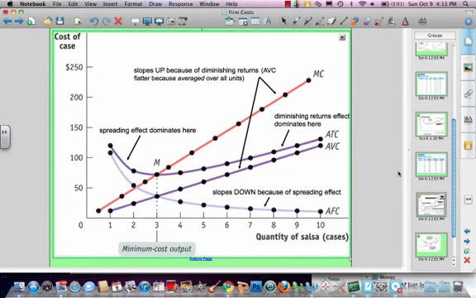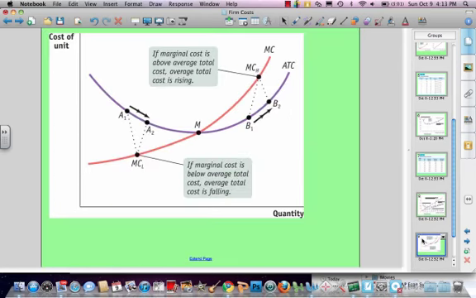Now, we'll take another step and discuss the marginal cost curve and the average total cost curve and why we know that if the marginal cost is below, the average total cost is falling. You can see the average total cost curve here. And then if marginal cost is above, the average total cost is rising. And you can see that here as well. Don't worry about this for tonight and its significance. I just want you to be able to recognize how these two graphs relate to one another.